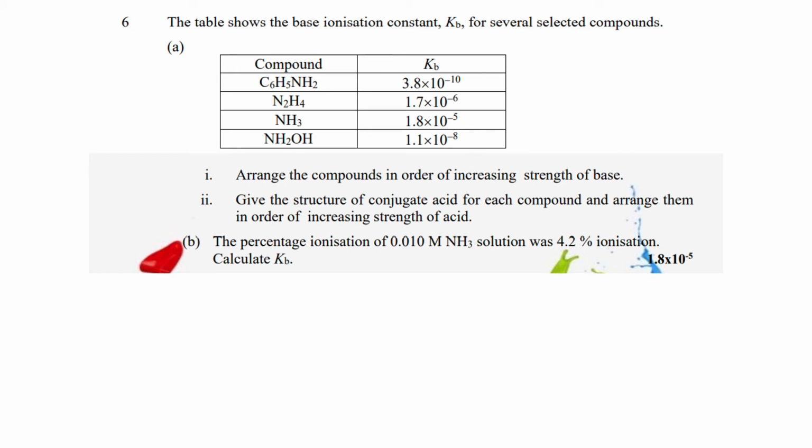Kita ada Kb. Nilai yang diberi semua adalah Kb. Arrange the compound in order of increasing strength of base. Maksudnya, semakin besar nilai Kb, semakin kuat sesuatu base. Kita nampak di sini yang paling besar adalah eksponen negatif 5, iaitu ammonia, followed by negatif 6 hydrazine. Next, NH2OH, negatif 8, negatif 10.